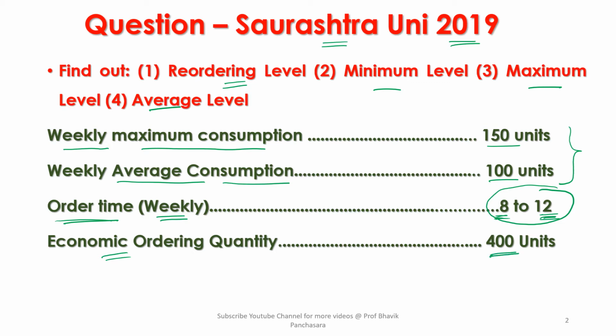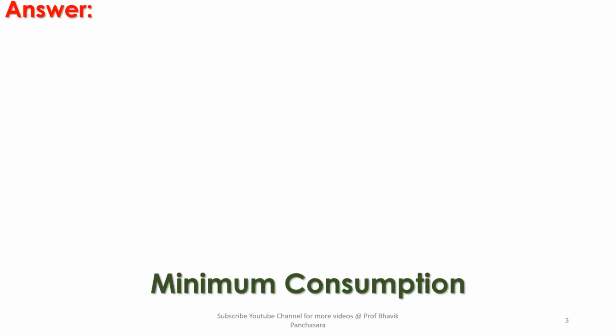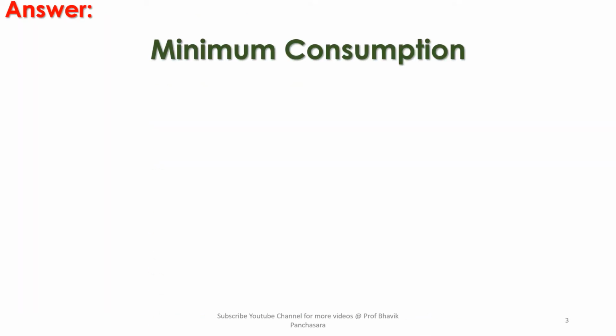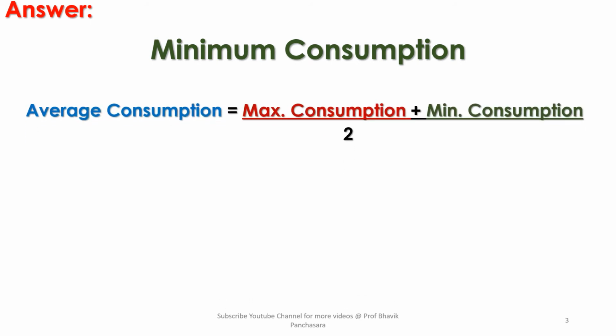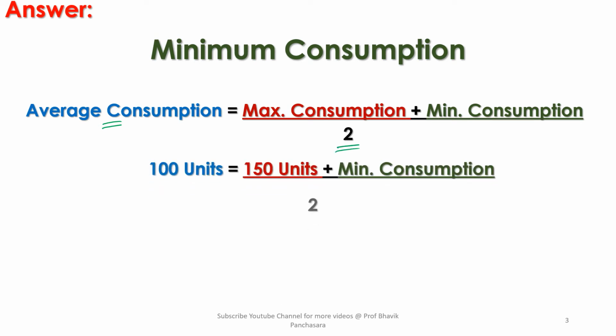So let's friends solve this question. First of all, we will start the calculation with minimum consumption, and for that purpose we will put the formula of average consumption, that is maximum plus minimum consumption divided by 2. Now if we put value in this formula, we already have average consumption and maximum consumption, 150 units, divided by 2. We are required to calculate this minimum consumption.